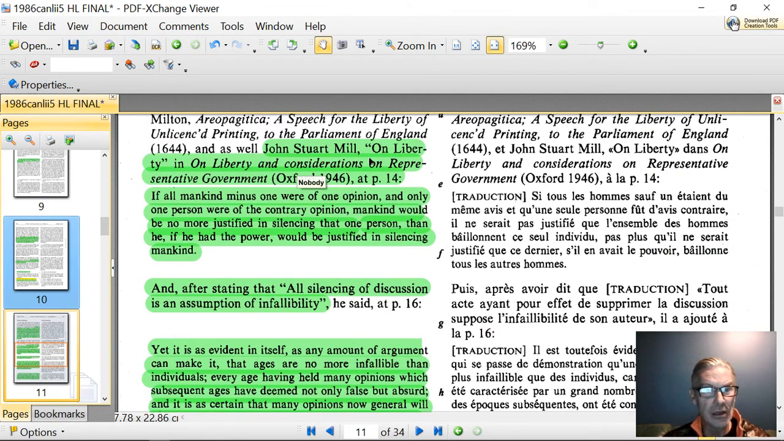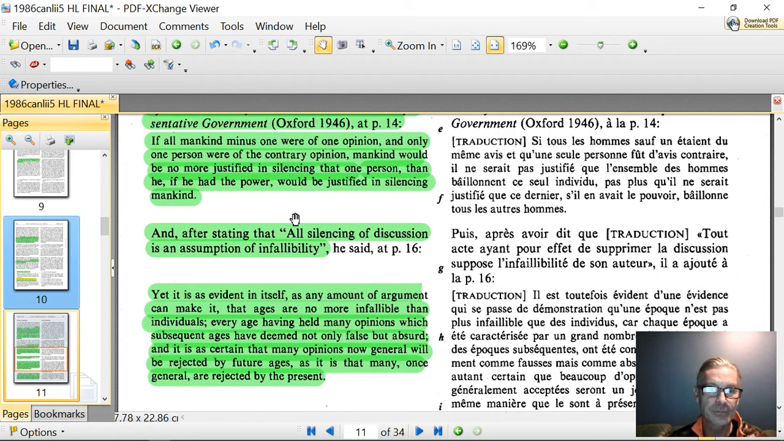John Stuart Mill, On Liberty and Considerations on Representative Government, Oxford 1946. If all mankind minus one were of one opinion and only one person were of the contrary opinion, mankind would be no more justified in silencing that one person than he, if he had the power, would be justified in silencing mankind. Wow, that's quite profound.